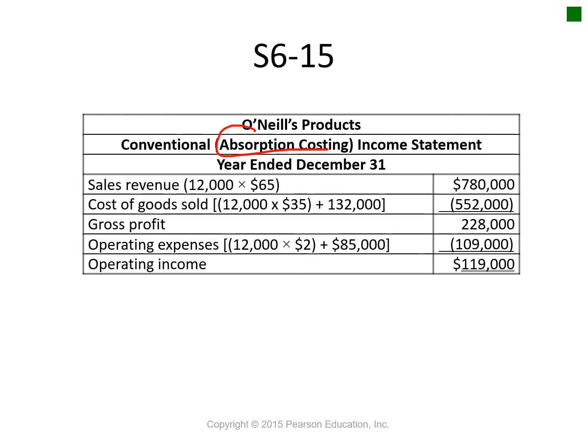So under absorption costing, notice your sales is the same. Your cost of goods sold now includes, remember, that fixed manufacturing overhead right there. Total cost of goods sold is 552. Here's your gross profit. And then you've got your period cost of 85,000 plus your variable operating period cost, which was 24. So notice, I'm going to make a note, these are your period costs. And then here's your product costs, just like we would have done in the previous chapters.